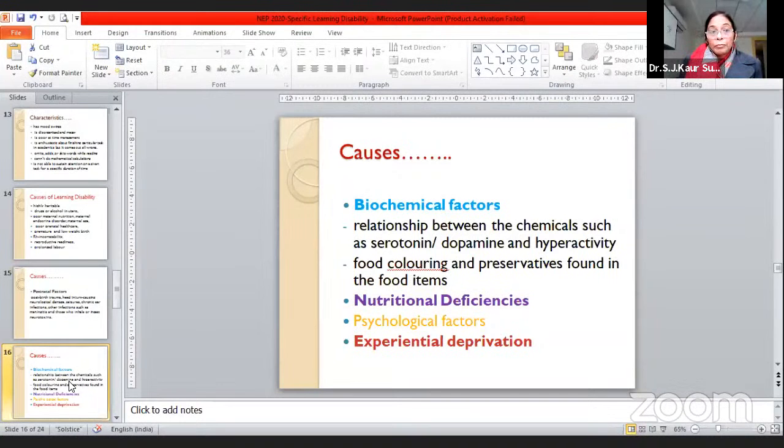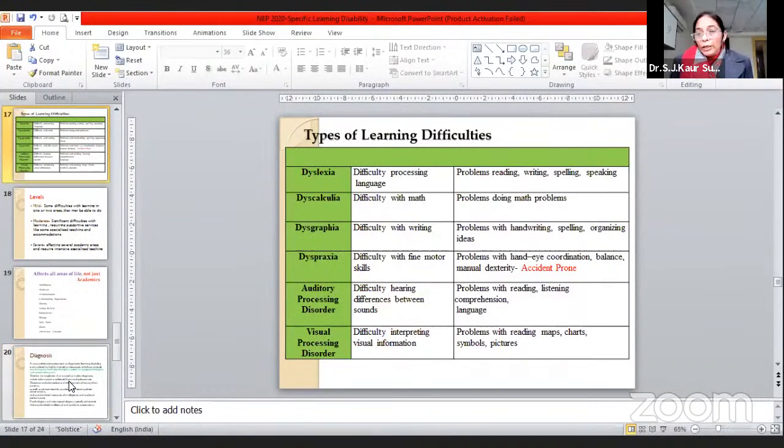Now, types of learning difficulties. कितनी तरह की होते हैं ये? First is dyslexia, that is related to problems in reading, writing, spelling, speaking. Then dyscalculia, problems doing maths problems, बच्चा maths नहीं कर पाता है. Dysgraphia, problems with handwriting, spelling, organizing ideas. Now, जो first three are, these three are very important, and I will take a separate session on these three next week. Now, next is dyspraxia, problems with eye-hand coordination, balance.